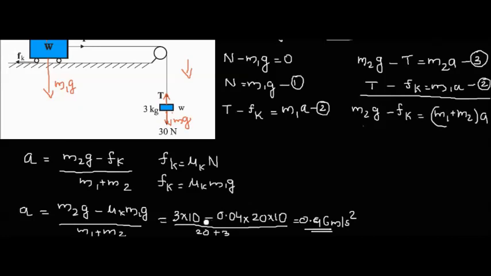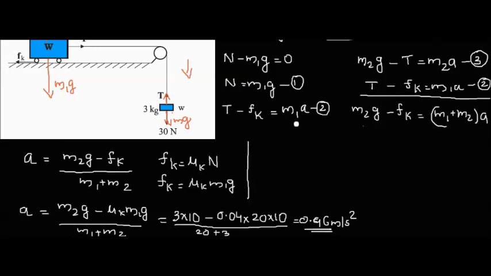Here you will get 30 minus, while doing this you will get 8. So 30 minus 8 is 22 and in the denominator 23. So 22 by 23 will be 0.96 meter per second square. Now we got the value of acceleration. Next we have to find out the value of tension.